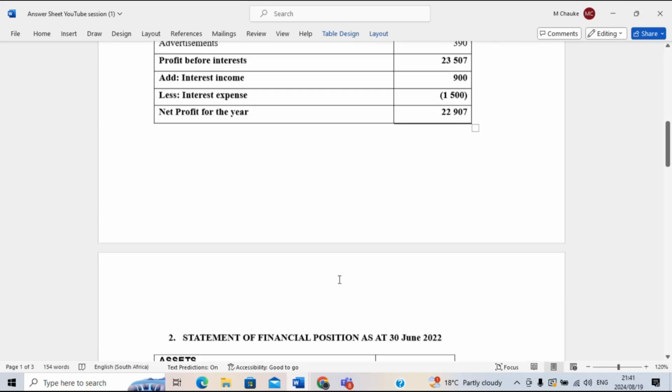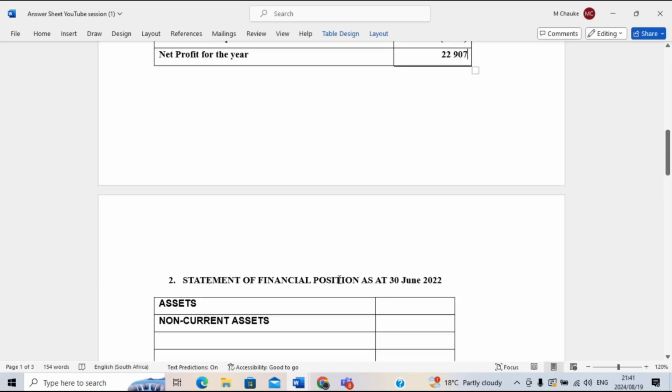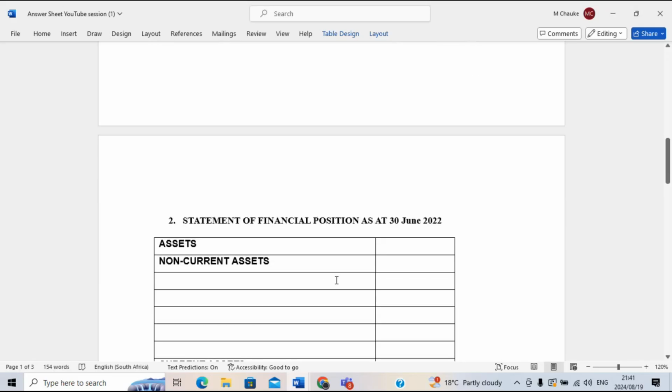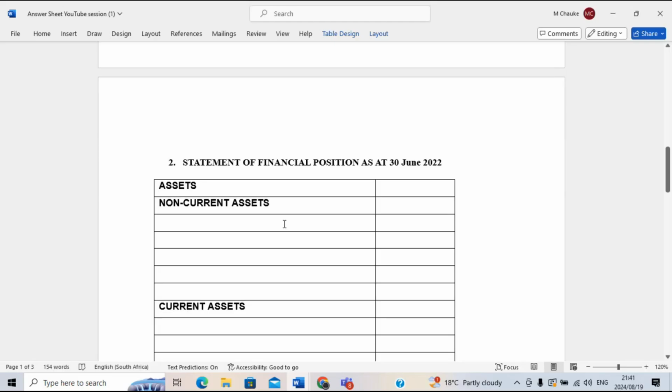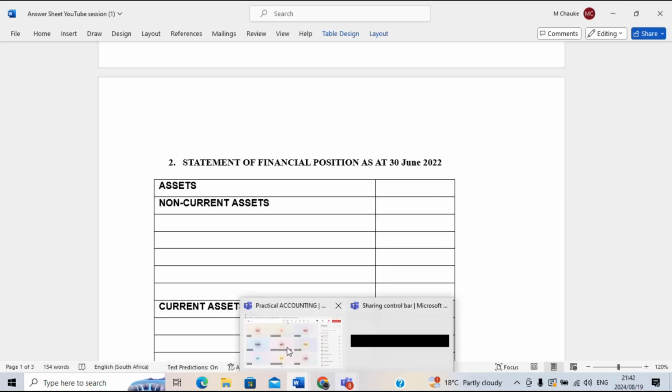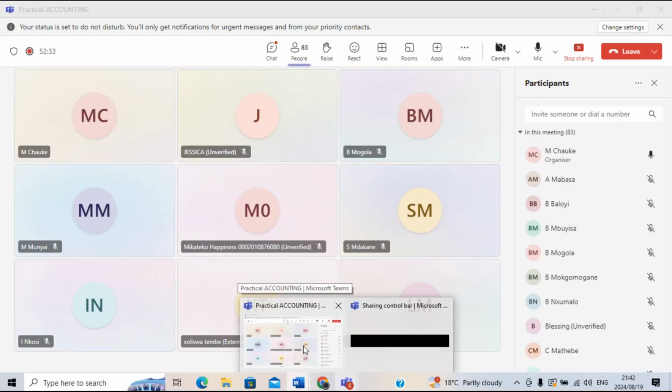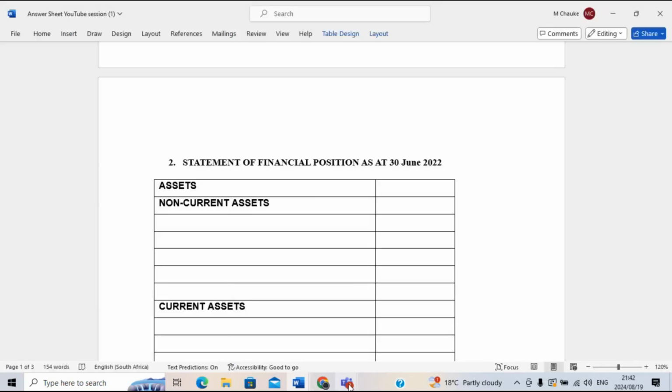Now let's go and prepare our statement of financial position. Correct, everyone, I think is following. Are you ready for the statement of financial position? Just comment, I am ready if you are ready, so that we can proceed.